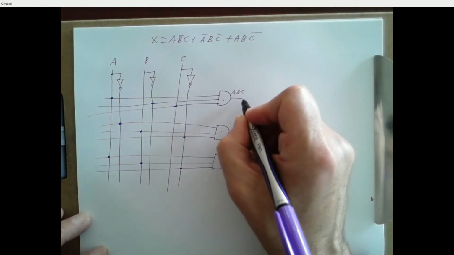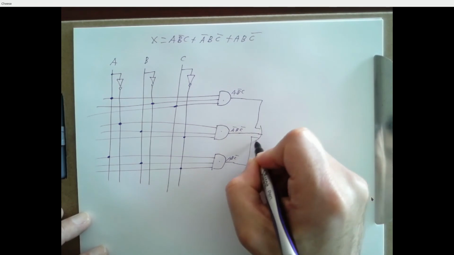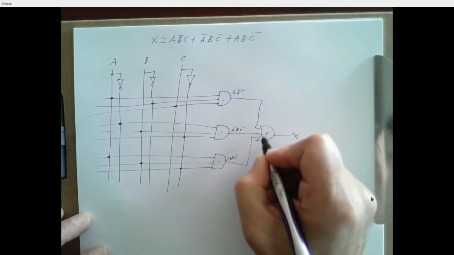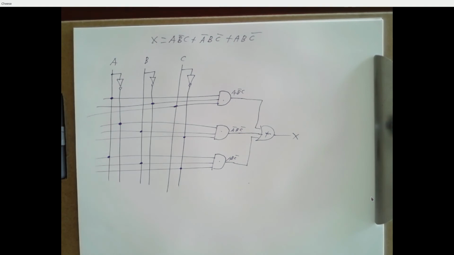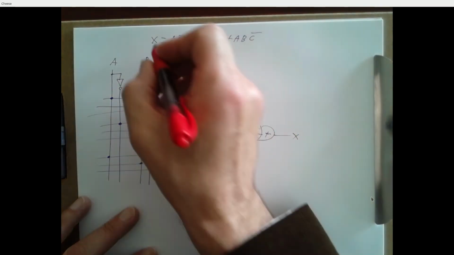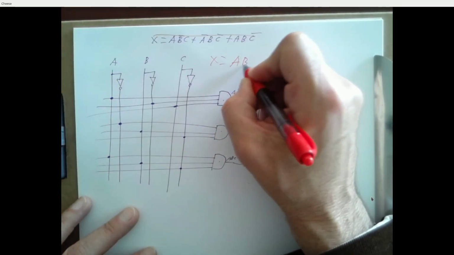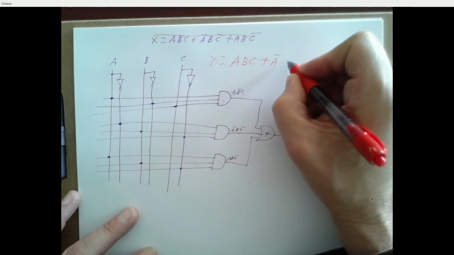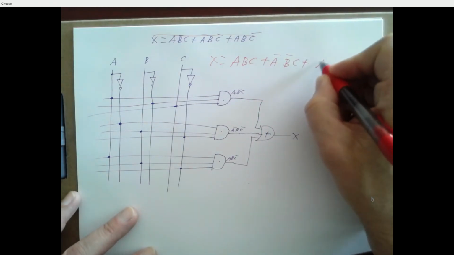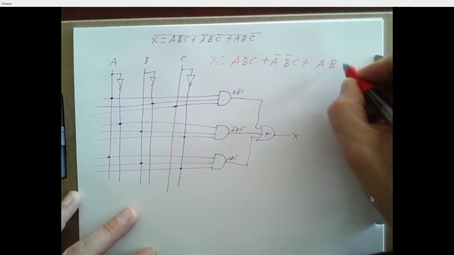And then we just take all of these and we feed them into an OR gate. And there's our output X. We've done this in 120, we've done it again in here. Everybody's okay with this, right? Now suppose I had a different function. Suppose what I really wanted to implement was X equals ABC or A bar, B bar C, or A, B bar, C bar.